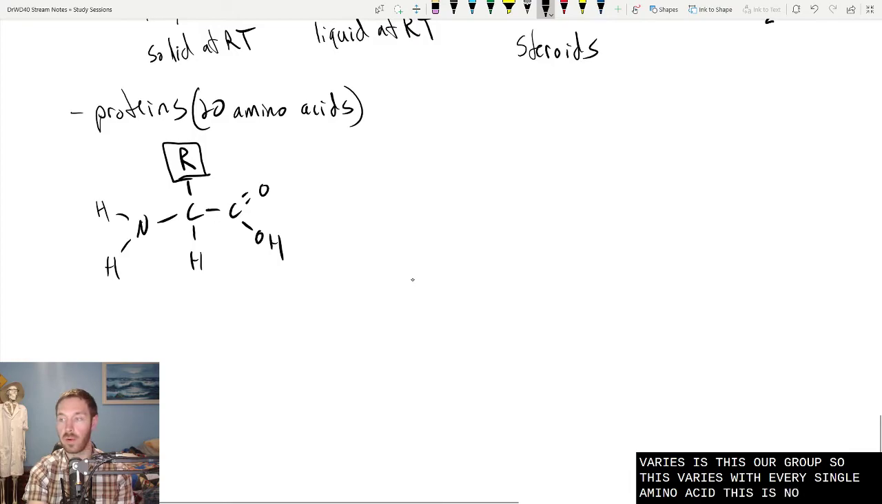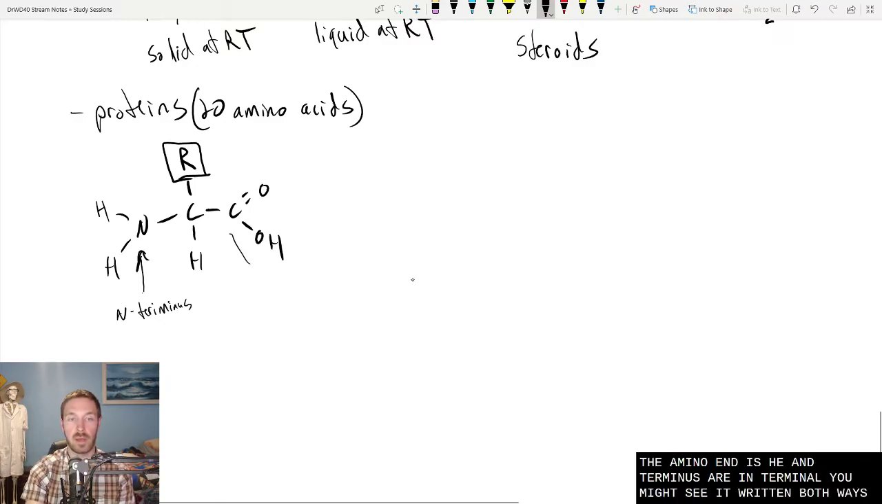This is known as the N-terminus, hence the nitrogen. The amino end is the N-terminus, or N-terminal. You might see it written both ways. And then here, this is the C-terminus.